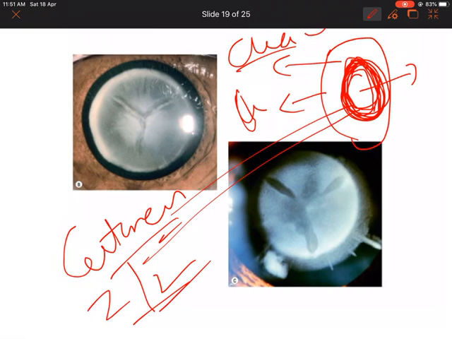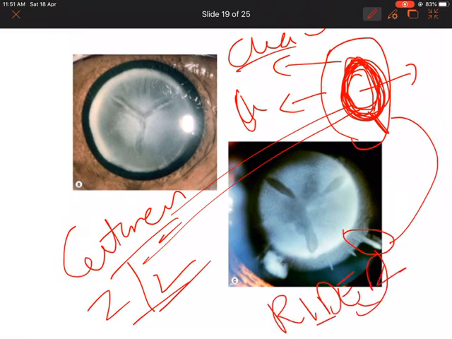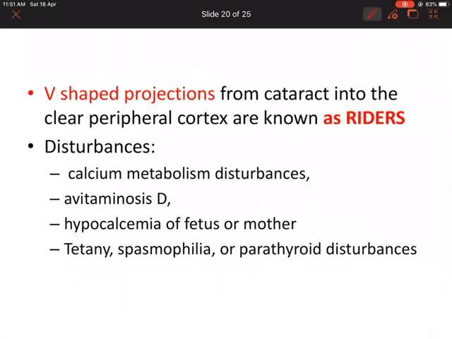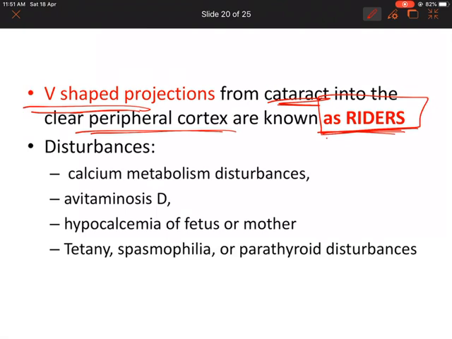And most of the time, a zonular cataract or lamellar cataract can be associated with riders. You can see here, these spoke-like things are called riders. Remember this. Riders are usually present in the lamellar cataract or zonular cataract. These V-shaped projections from the cataract into the clear peripheral cortex are known as riders.